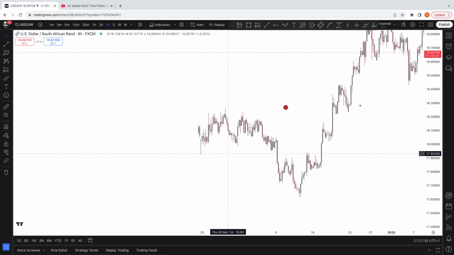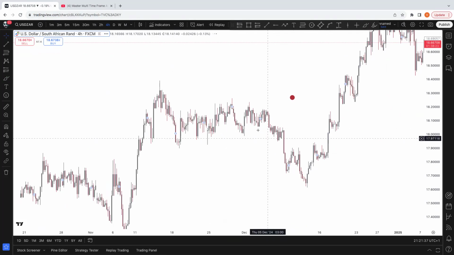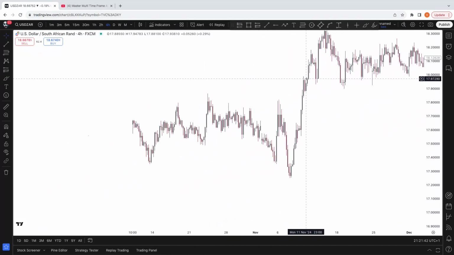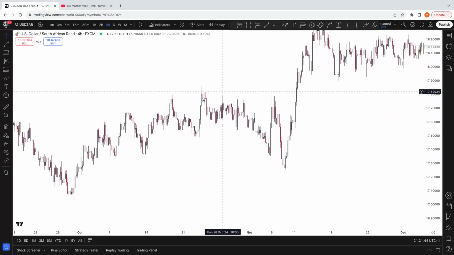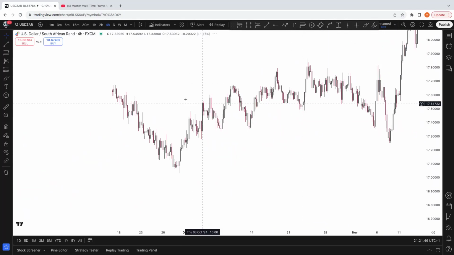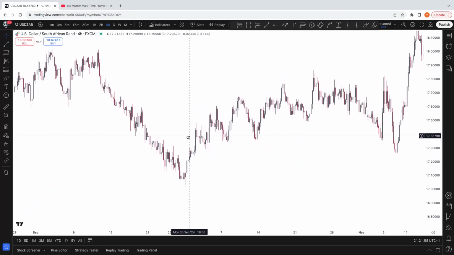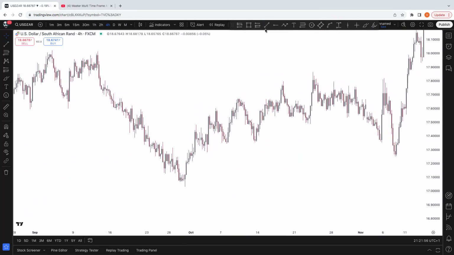But let's look at a clearer example that already played out. Let's see if I can catch one quickly. There are lots of them here, but I want something really easy for you guys that you can spot. Okay, just look at this. You see that we have a what? We have a sweep here.